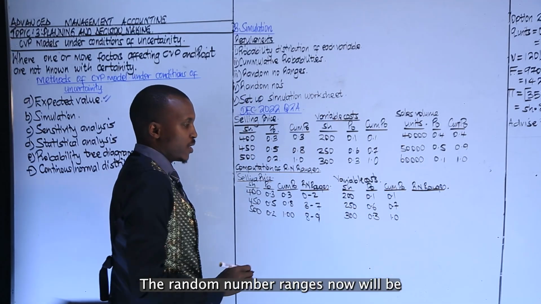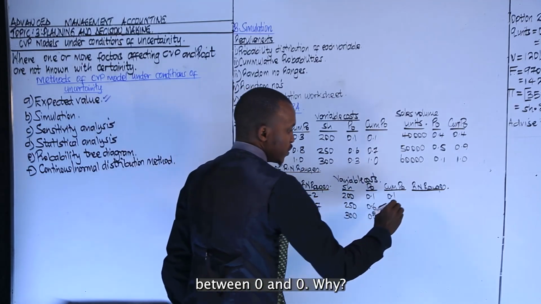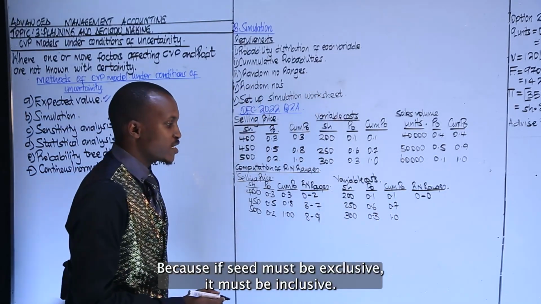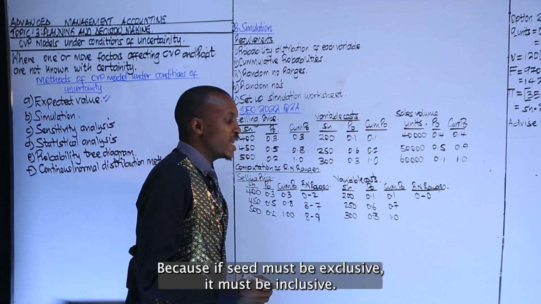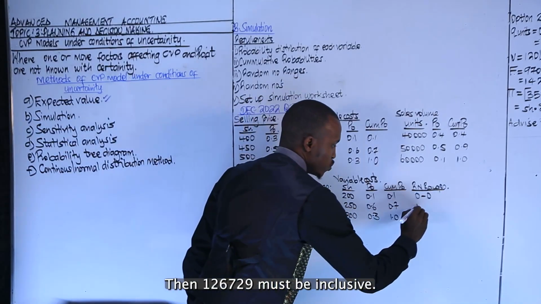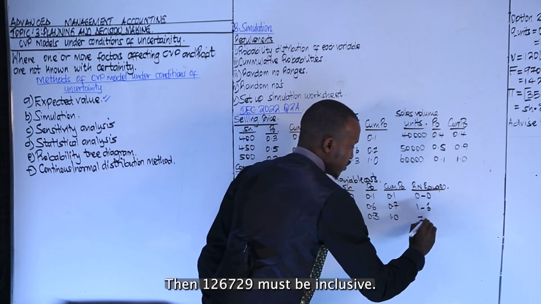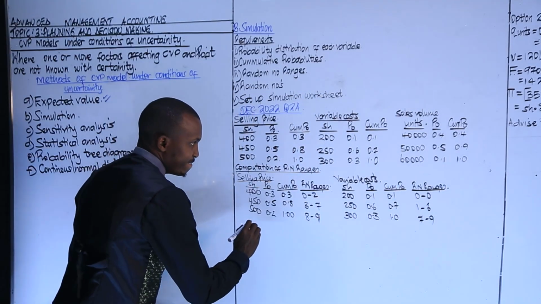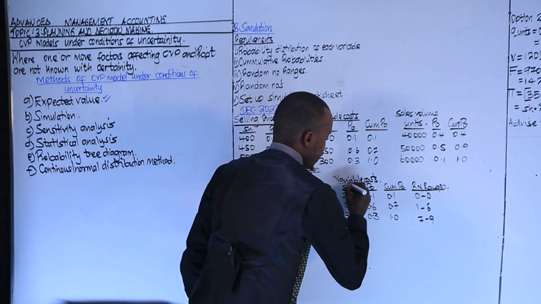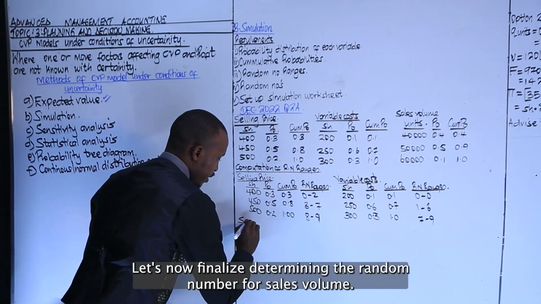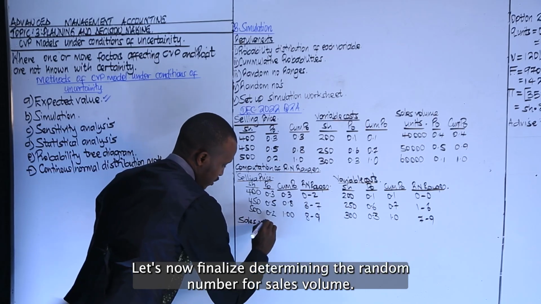The random number ranges now will be between 0 and 0. Why? Because it must be inclusive. Then 1 to 6, 7 to 9, must be inclusive. That is your variable cost. Let's now finalize determining the random number ranges for sales volume.